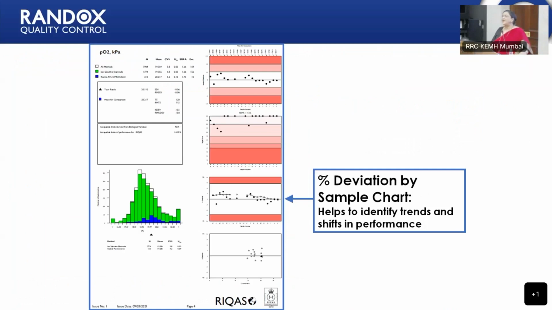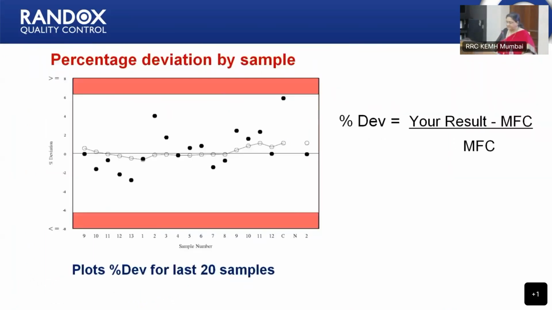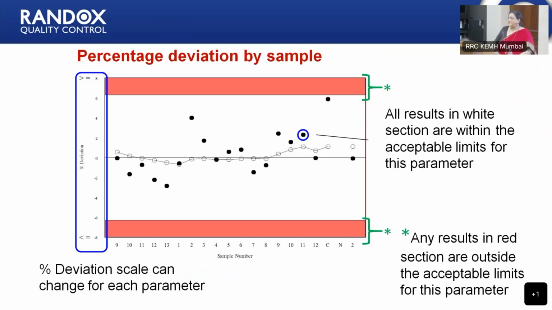The remaining two charts are of percentage deviation. One is by sample, the second is by concentration. The percentage deviation by sample chart helps to identify if there is a trend or shift in the performance. Percentage deviation is calculated using the formula: your difference minus mean for comparison, divided by mean for comparison, times 100. Again, 20 sample data points are plotted on the graph. Only two zones, white and red, that is acceptable and unacceptable. The points falling in the red zone are out of the acceptable limit. And the y-axis shows the percentage deviation scale, which will differ from parameter to parameter.